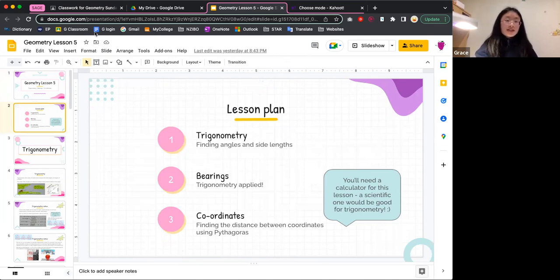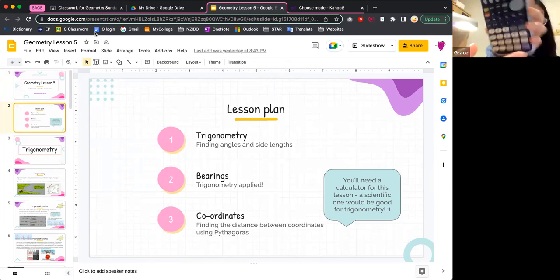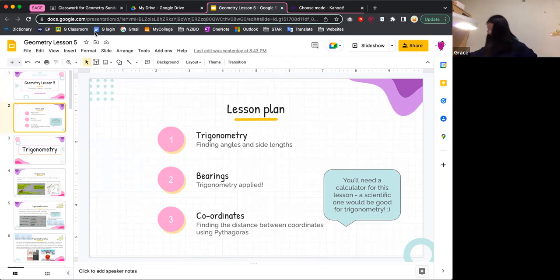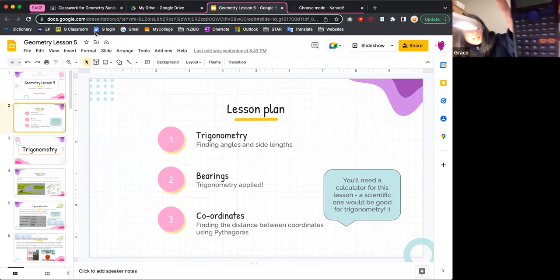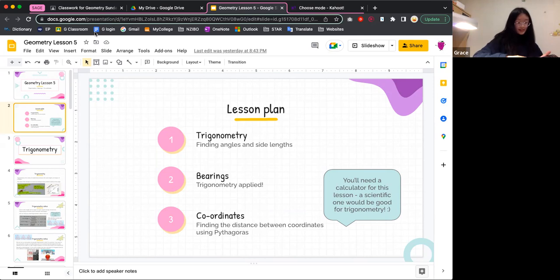You will need a calculator, preferably a scientific or graphics calculator, for this lesson, just because we're going to be using some trigonometric functions on it. I don't know if you guys can see, but this kind of calculator would be good, or a calculator like this, as long as it has the sin, cos, tan buttons on it. All right, so let's get going.